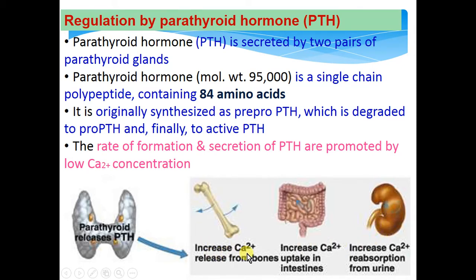The main function in the bone is to increase calcium release from the bone. The second action is to increase calcium uptake in the intestine. The third action is to increase calcium reabsorption from urine. The final result of all these three processes is increased calcium ion concentration in blood.